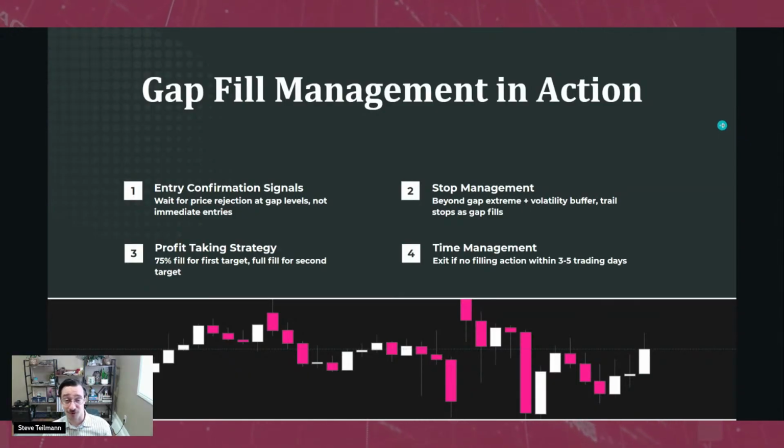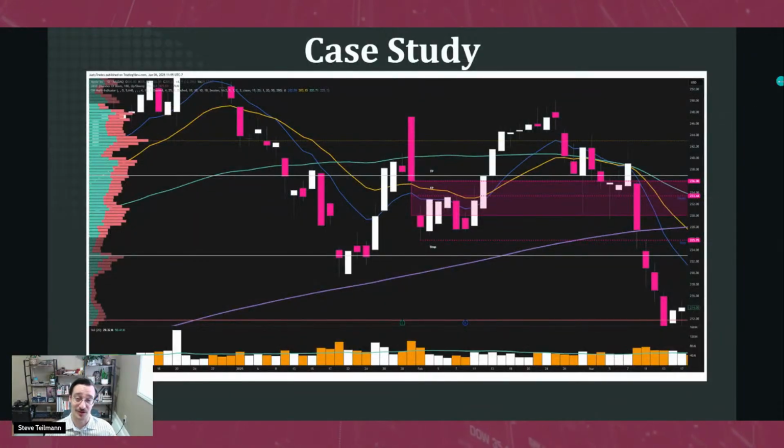So that's the gap fill management setup. And let's go into an example here. Rocking the Mike and Ike style, the pink and white candles here, to represent my trade, the pool pride. So what do we got here?